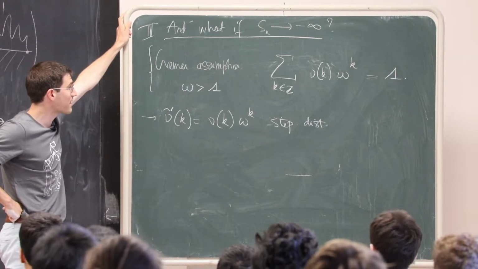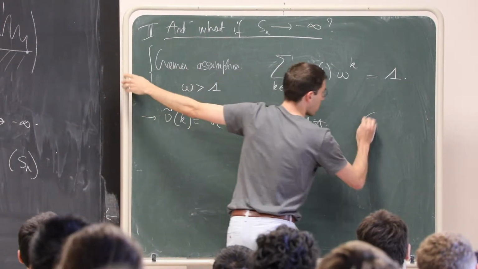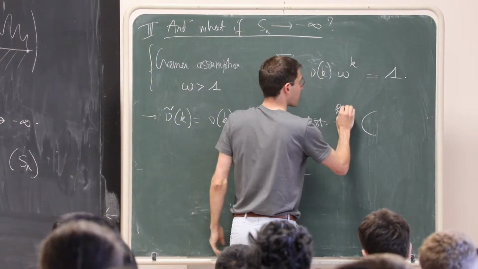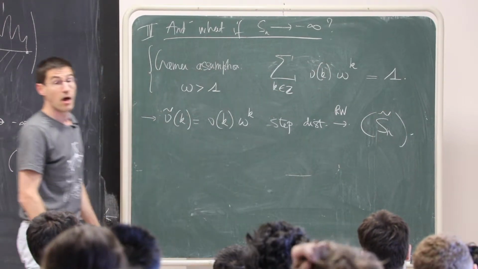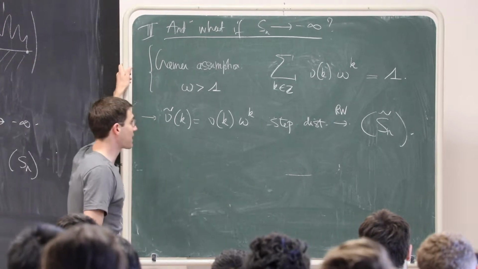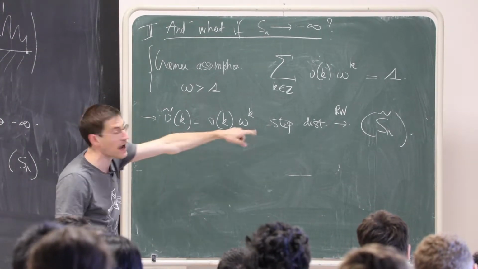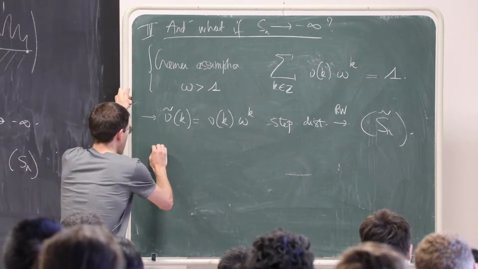So nu tilde of k, that's a new step distribution, right? And so you can consider the random walk associated, which I will denote by S n tilde. This is very different from S because you can check that it now has a positive drift. Why? Well, it's something classical.